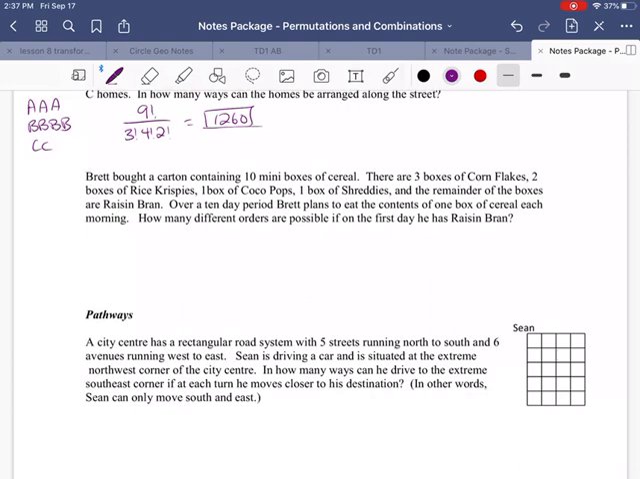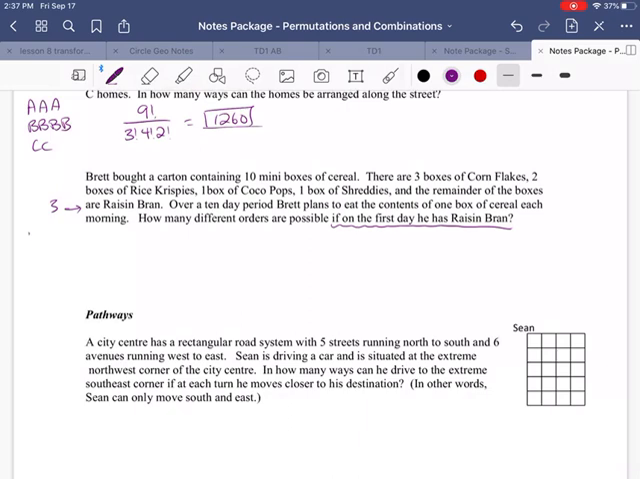Brett bought a carton containing 10 mini boxes of cereals: 3 cornflakes, 2 Rice Krispies, Cocoa Pops, Shreddies, Raisin Bran. So how many Raisin Bran are there? There's got to be 3. How many different orders are possible if on the first day he has Raisin Bran?